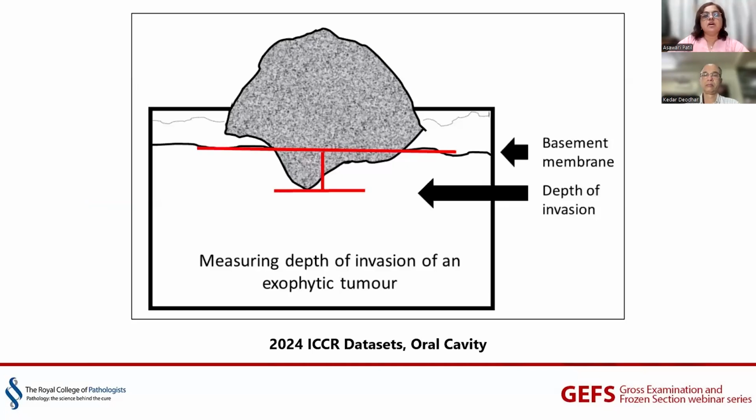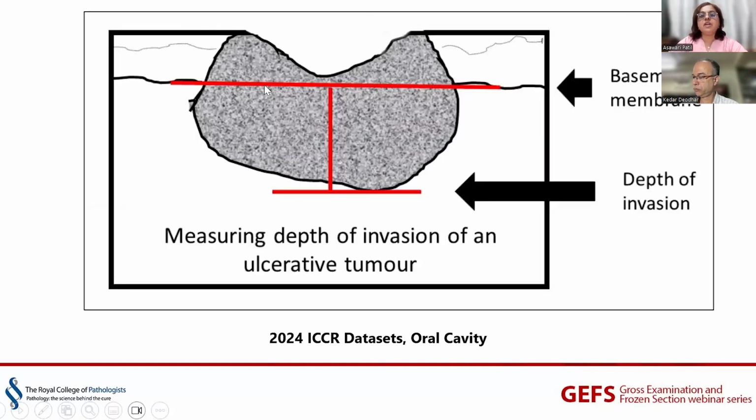So here we have some diagrams where you can see the basement membrane and the lowest portion, and here it is the depth of invasion, while the tumor thickness is the entire tumor from top to bottom. The same is true for an ulcero-infiltrative tumor. You can see this is the depth of invasion, in red, and tumor thickness will be from the top portion to the deepest portion of the tumor.